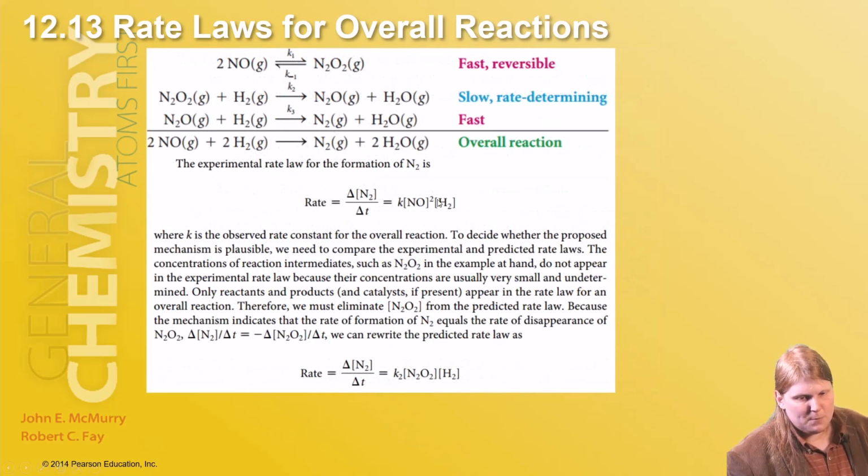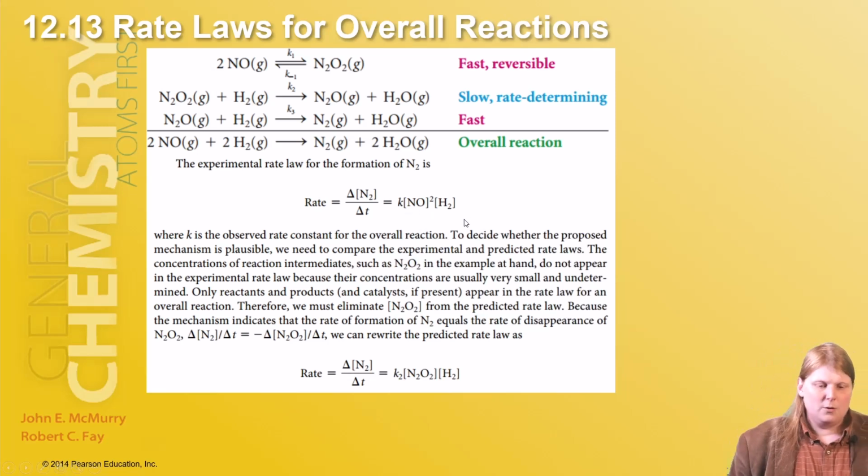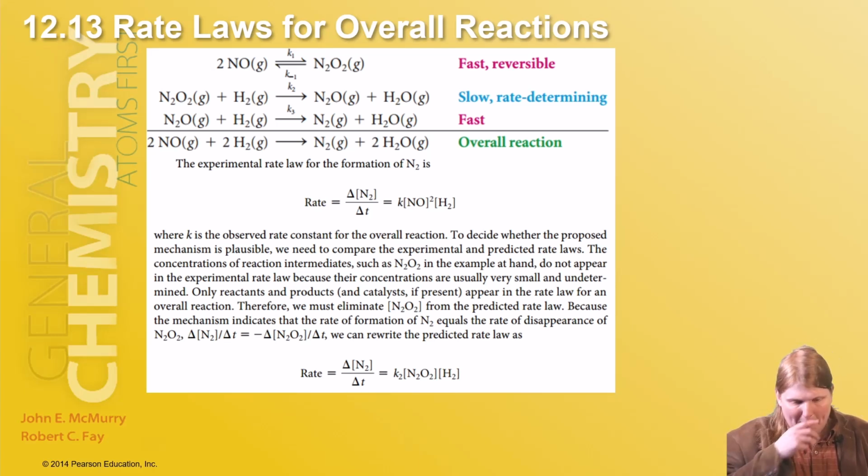Okay, so the experimental rate law is this. And we write the predicted rate law again. We write that here again. So how could we replace that? How would we have a way to replace this N2O2? We could kind of chase it through the whole reaction, right? We could figure that out, and that's what we're going to see how to do.